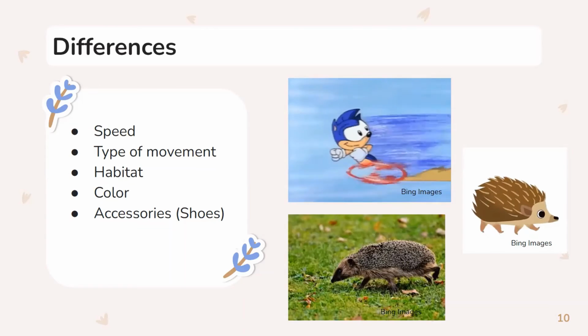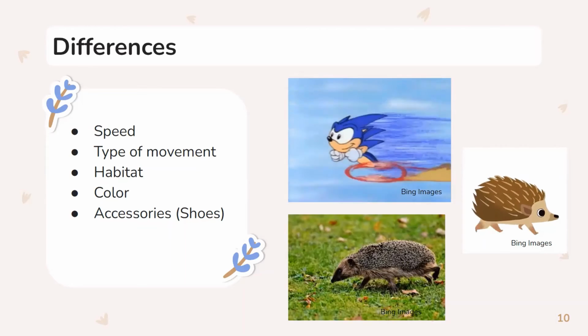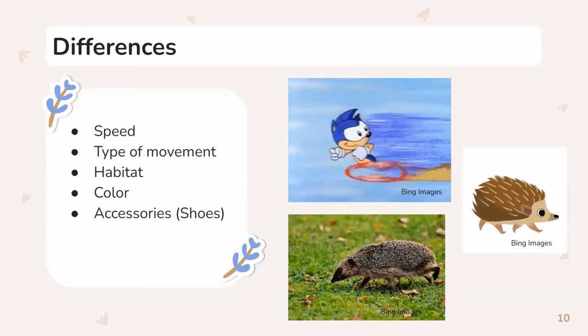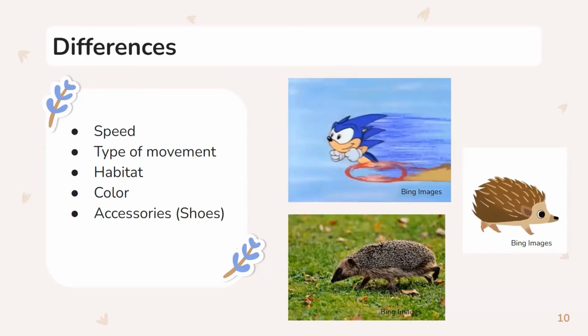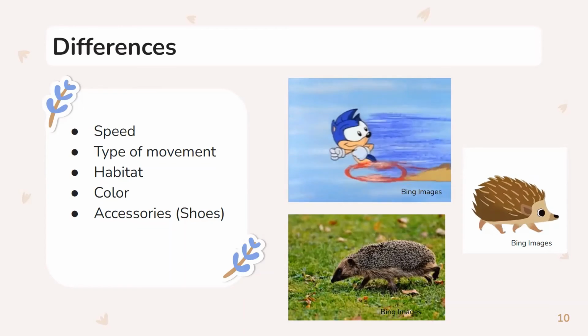Next would be the habitat. Sonic the Hedgehog lives most of his time on a planet called Freedom, a parallel universe of Earth. But in his cartoon version, however, he lives on Earth as a normal human. Hedgehogs, however, live in a heavily dense vegetation woodland, shrubby, grassy area, which gives them the name hedge.